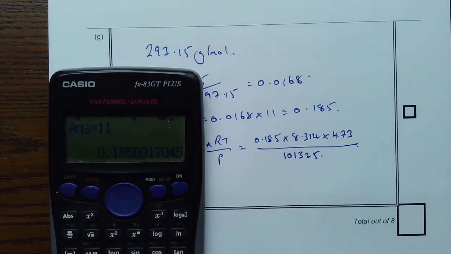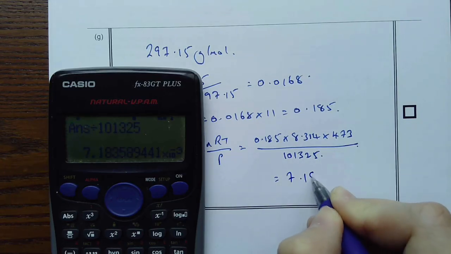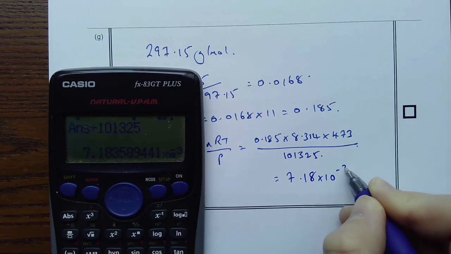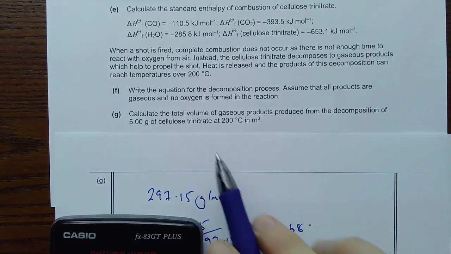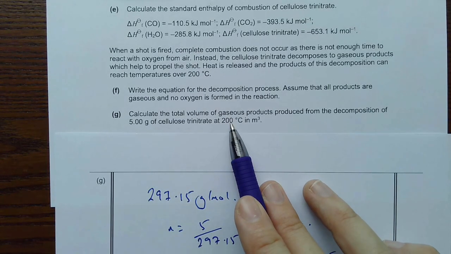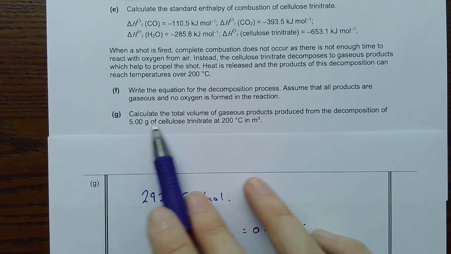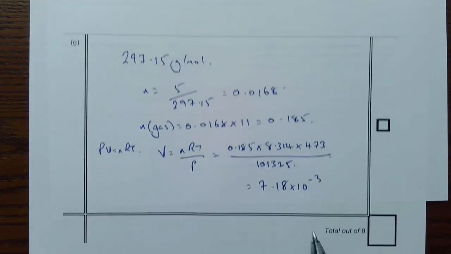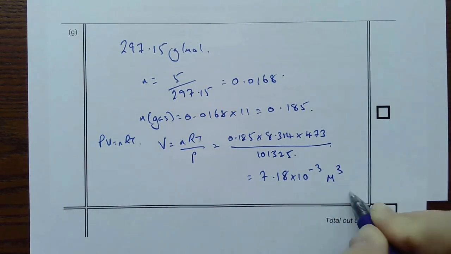So if we do it, times it by 8.314, times it by 473, divide by 101,325, gives me 7.18 times 10 to the minus 3. And if I look at my question, I'm looking at 3 significant figures. This is a little ambiguous, maybe it's 1 significant figure, but I think we can safely assume that we're probably talking about 3 significant figures here, and the safest bet is to give your answer in 3 significant figures with the units.